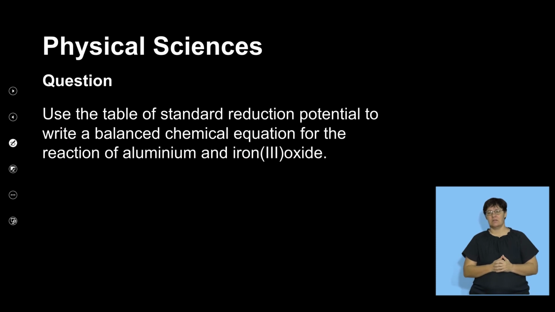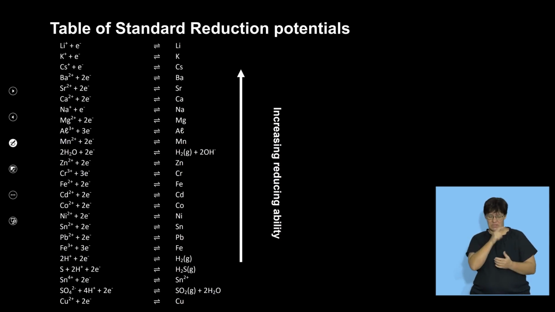Now we want to make use of this table of standard reduction potentials to write balanced chemical equations for the reaction between aluminium and iron(III) oxide. So we will make use of the table. Now, this is the table. The substances we are interested in are iron(III), here is our iron(III), as well as our aluminium, there is our aluminium.